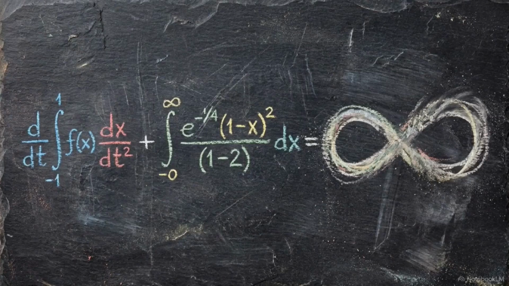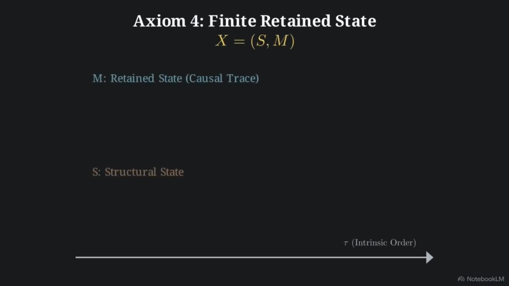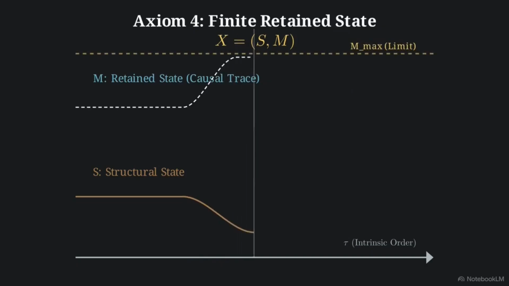It is constrained by a strict boundary of finite local capacity. An uncompleted formal divergence is simply an incomplete theory. A mathematical singularity has no physical standing unless an admissible, finite completion is supplied to bound the equation. To manage how the continuum handles these bounded deformations over time, Axiom 4 splits the state equation. The complete present state X consists of S, the present structural state, and M, the bounded retained state content. This retained state, M, holds a causal trace required for the system's continuation, but it has a hard limit.